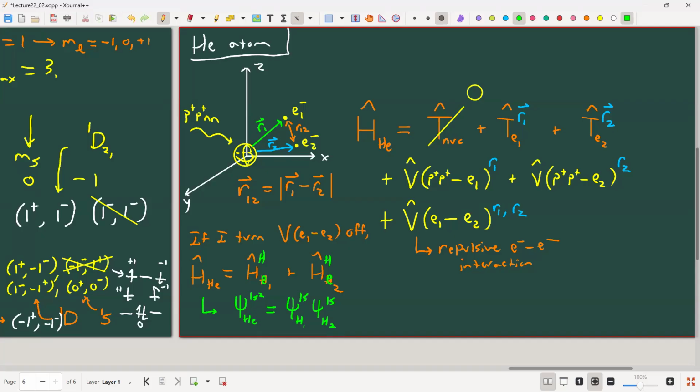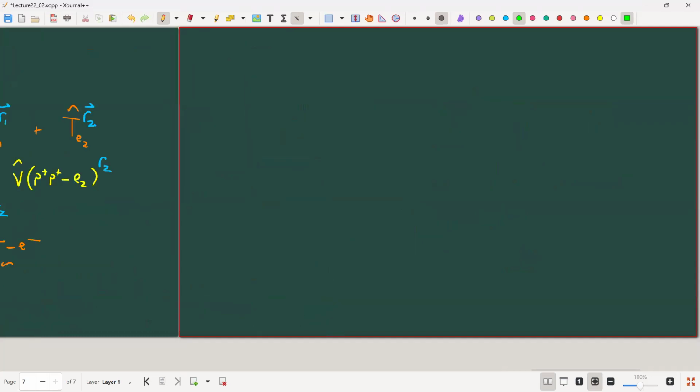But let's just start with the simplest problem. We already know how hydrogen works. So let's turn it off and let's just calculate something. Because we know how hydrogen works, we can calculate how two hydrogens work together. Okay, so this is what we're going to call the orbital approximation.